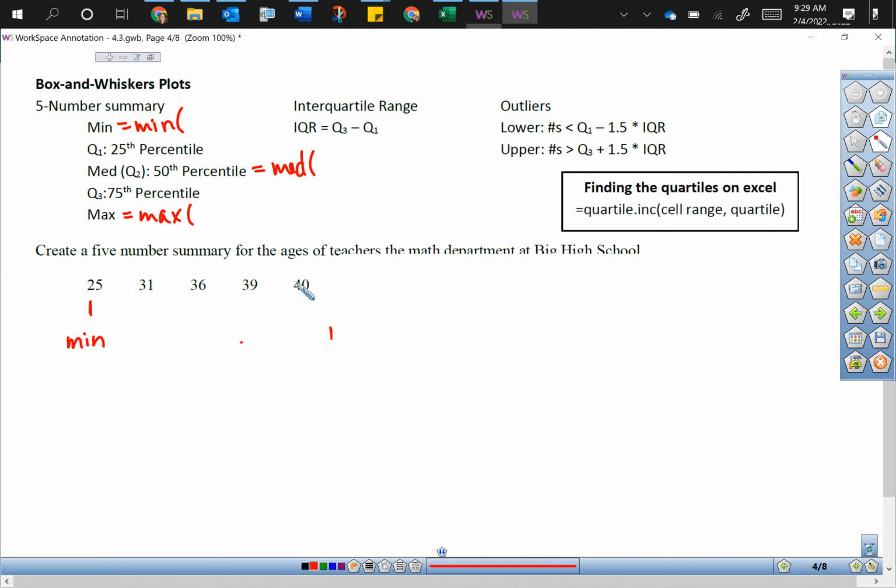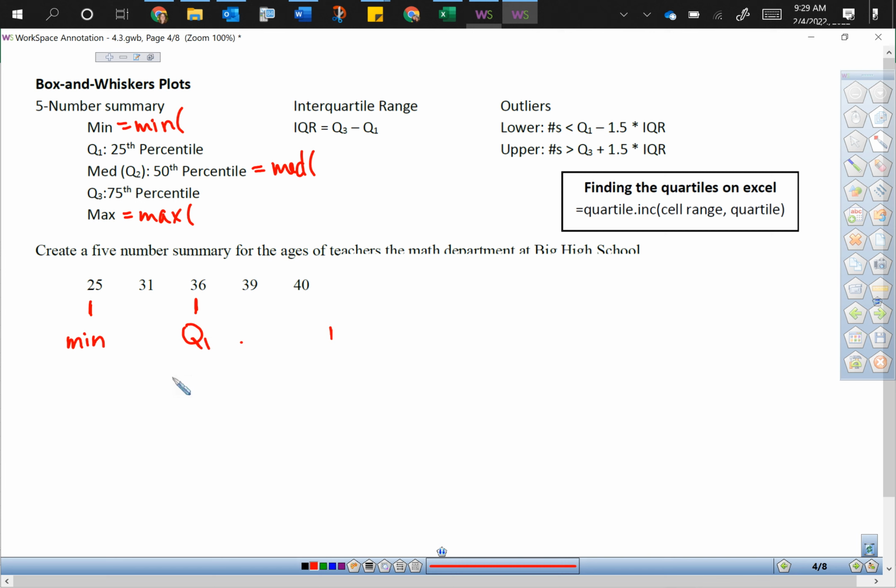And I get this question a lot. Do we include the median? Never. Always cover it up. We never want the median in on this. Now, I want you to find the median term of these 5 points. What's the median term of these 5 points? 36. That's going to be my first quartile.